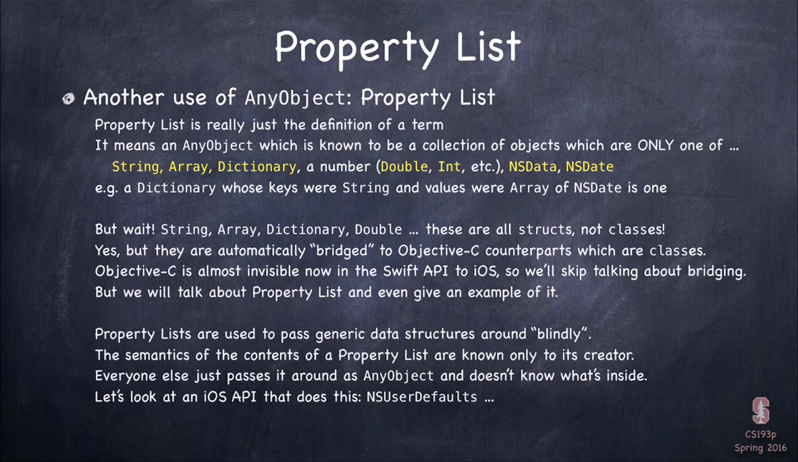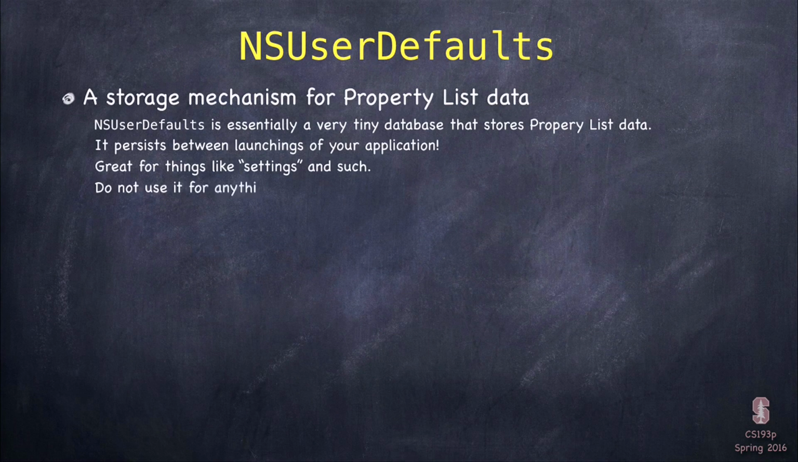Now, these property lists are plastered around blindly. The people who are looking in them only know that they're dictionaries and arrays of strings and dates and stuff. They don't know anything about what that data means. Okay? They're just being passed around. So let's look at an API in iOS that uses a property list to understand it better. It's called NSUserDefaults. What NSUserDefaults does is it takes a property list and makes it persistent on disk. So that when your app quits and runs again and you look it up again, it's there. So it's basically a database of property lists, a database of structures with dictionaries, arrays, strings, dates. Okay? That's what it is.